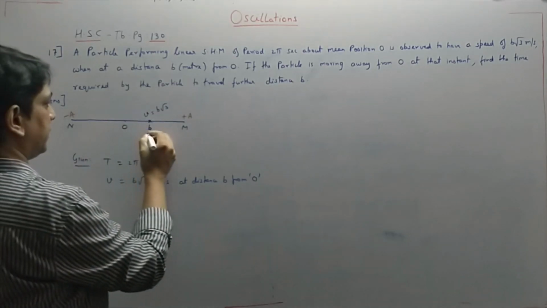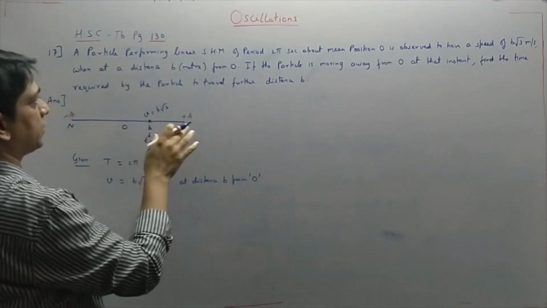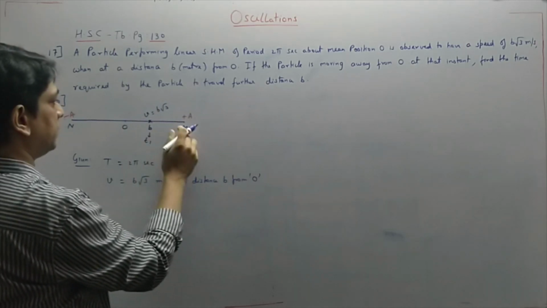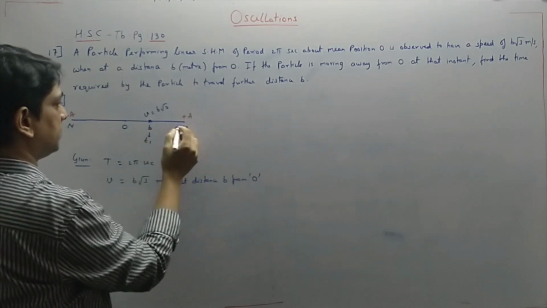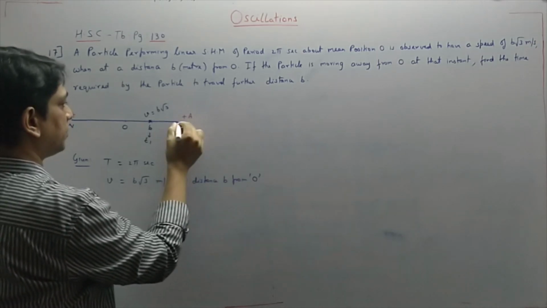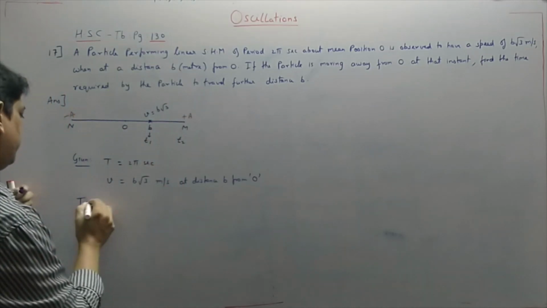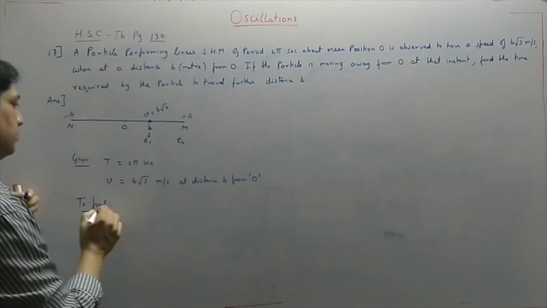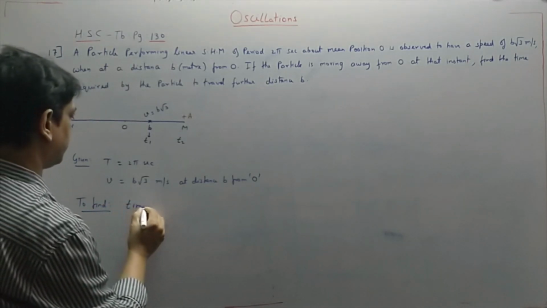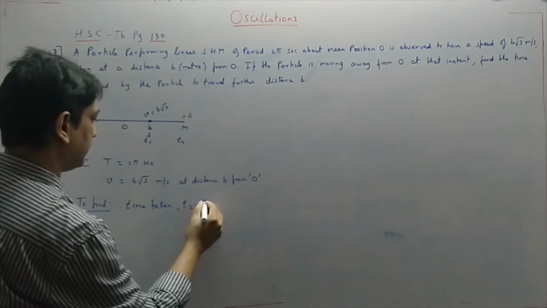So let us take this as time t1, and the particle is moving in the same direction but travels a further distance b. Suppose it travels the same distance b here, that time will be t2. So at what time is it going to travel the same distance b? So basically you are going to find the time taken, that is t2 minus t1.